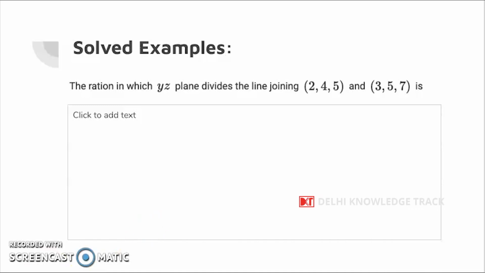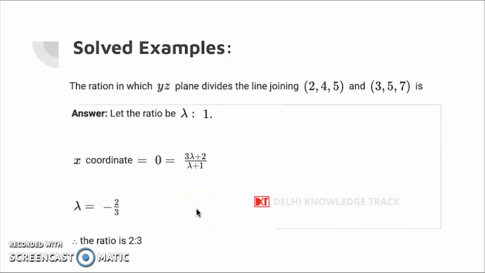Let's see the solution. In this solution, we have assumed that the ratio will be in the form lambda:1. And we know that the x coordinate of the YZ plane will be 0. Hence from the section formula, we can write 0 = (3 lambda + 2)/(lambda + 1). From this, we can say that lambda is equal to minus 2/3. Hence, the ratio is 2:3.